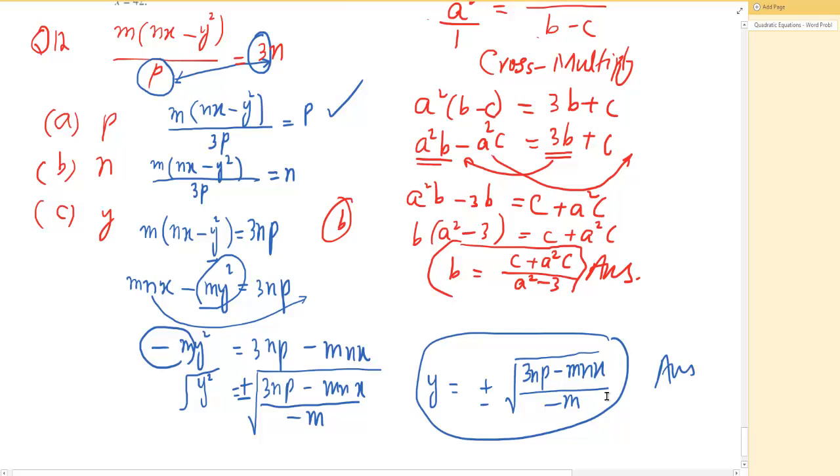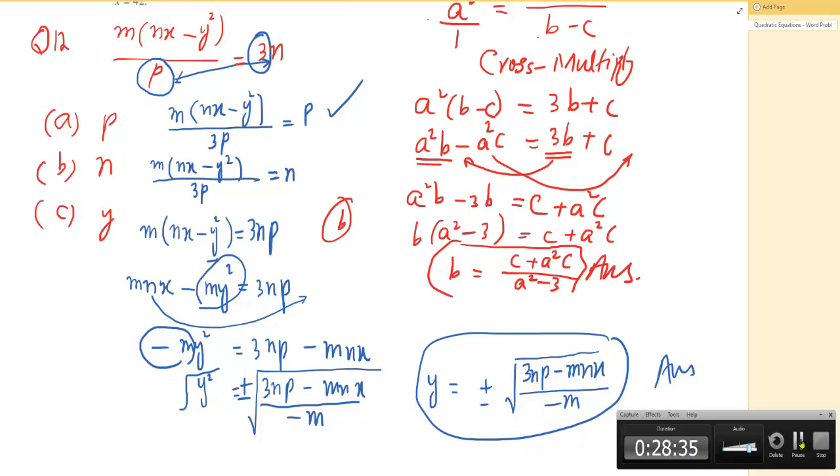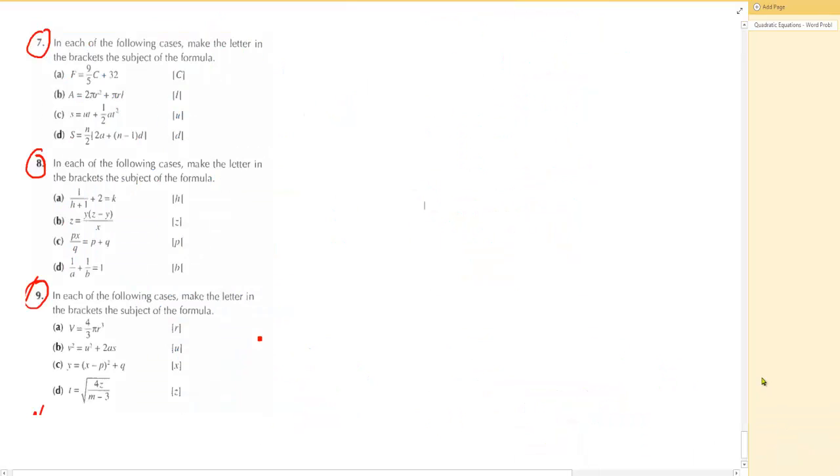I hope you understand this beta as well. No? Let me take the start from question number 7. In question number 7, which part should I do now? Please suggest.